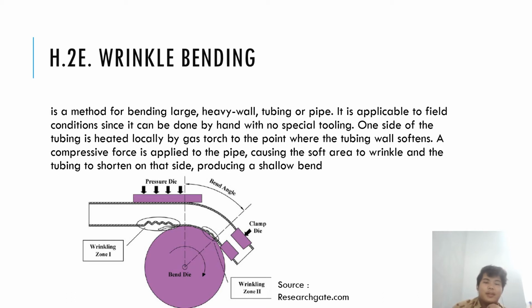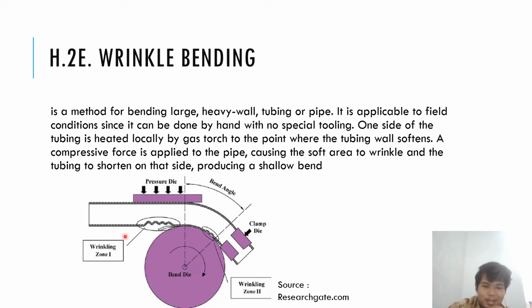Wrinkle bending. Wrinkle bending is a method for bending large, heavy wall tubing or pipe. It is applicable to field conditions since it can be done by hand with no special tooling. One side of the tubing is heated locally by a gas torch to the point where the tubing wall softens. A compressive force is applied to the pipe, causing the soft area to wrinkle and the tubing to shorten in that area. Production is a shallow bend.